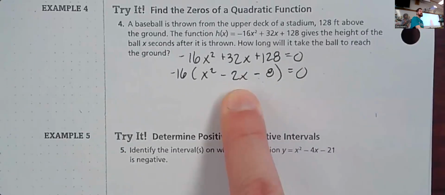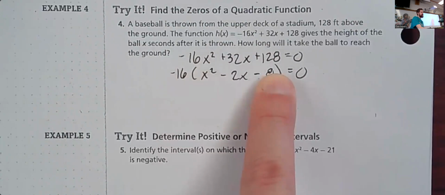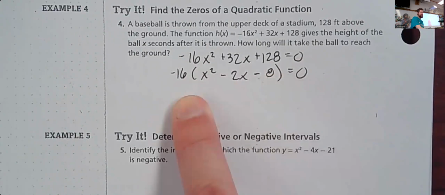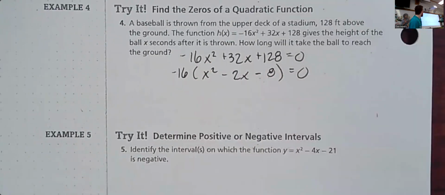That's a lot easier to factor. Imagine having to multiply negative 16 and 128 and figuring out the factors that actually work with that. That would be really irritating. So the fact that there's a GCF makes this a lot easier. So let's see, give me two numbers that multiply to negative 8 and add to negative 2. Yeah, negative 4 and positive 2.